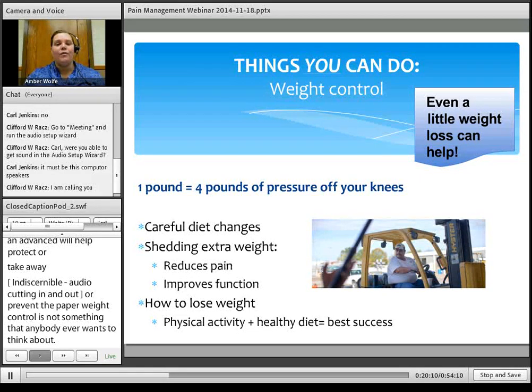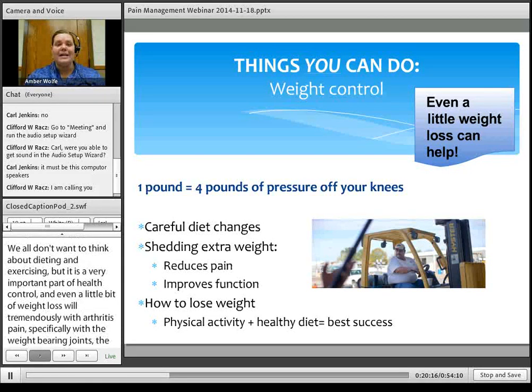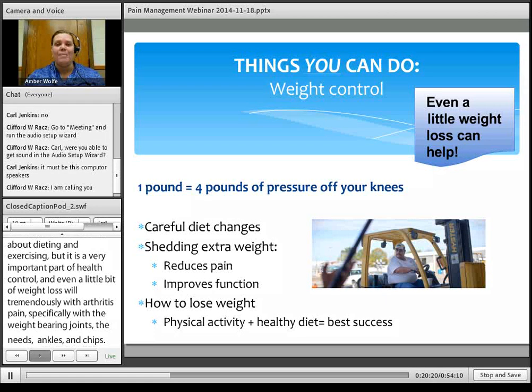Those are carrying all of the weight of your body, plus the weight of any task that you might be accomplishing. So even a 1 pound loss of weight can take as much as 4 pounds of pressure off of your knees. So if we think about that in mathematical terms, anytime you're carrying an extra 10 or 20 pounds, that's also adding and compounding to the pressure on your knees.